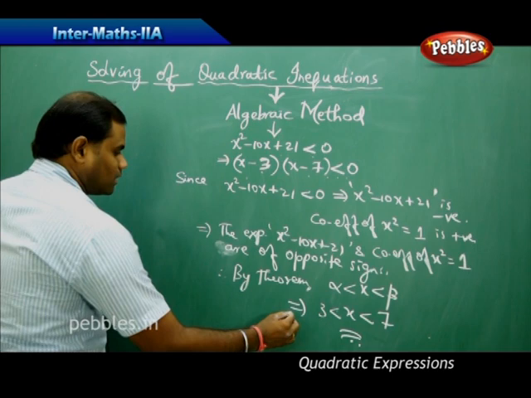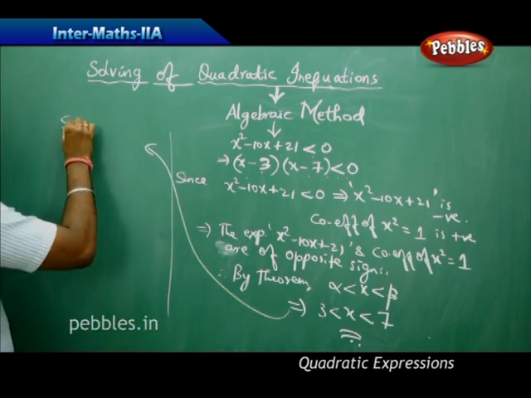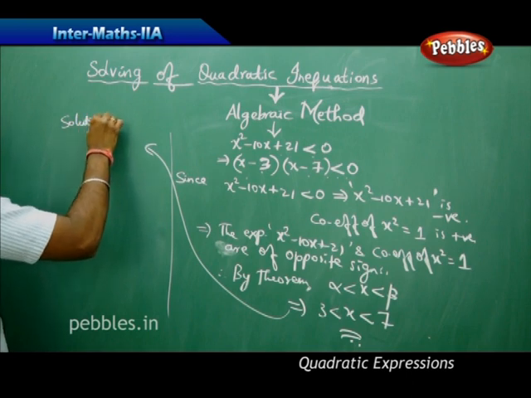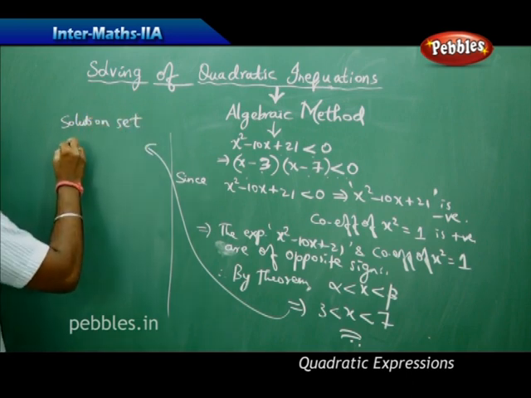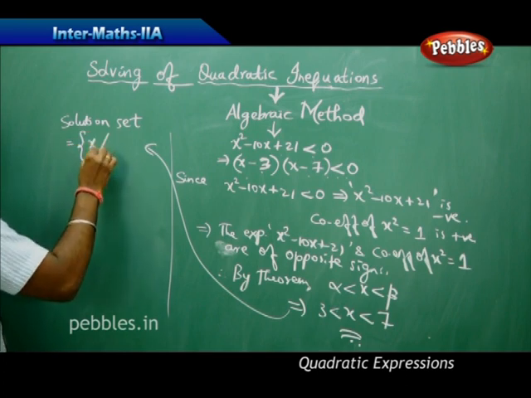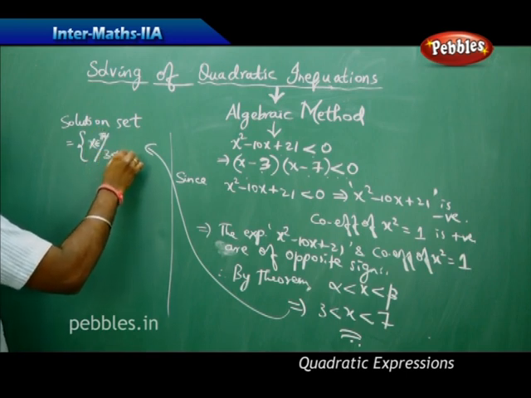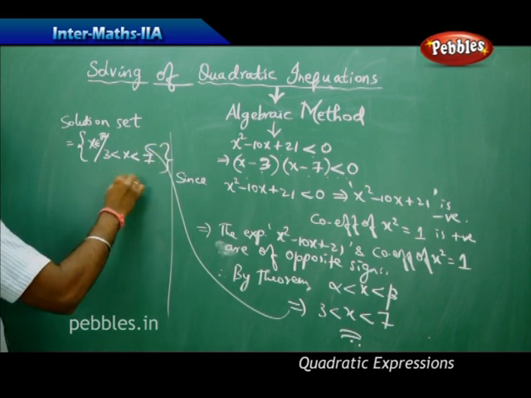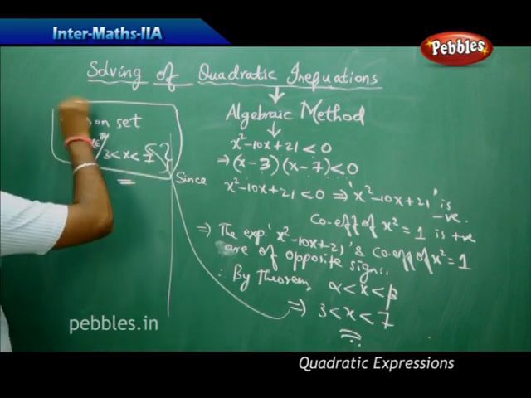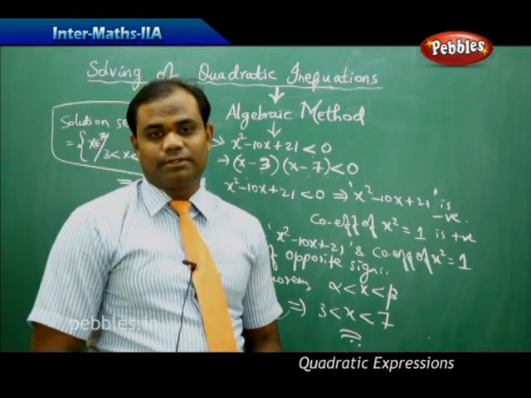That is, I write this in the form of solution set is given by x such that x belonging to real numbers such that 3 less than x less than 7 is what I get as a solution set for the given quadratic inequality.